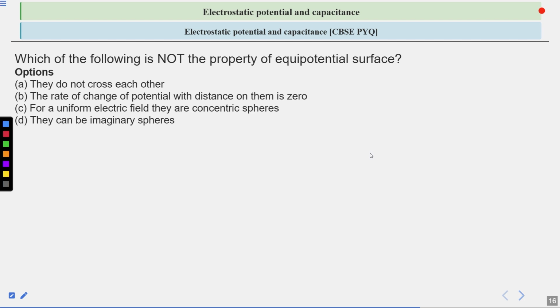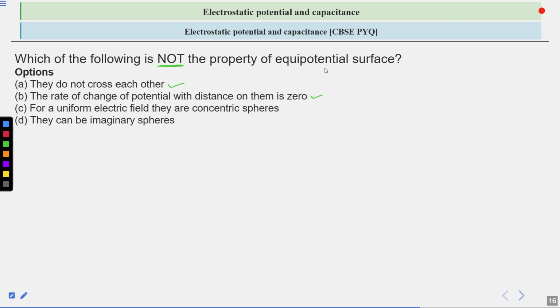So next question, which of the following is not the property of the equipotential surface? So first one is they do not cross each other. Is this a property of the equipotential surface or not? Second option is the rate of change of potential with distance on them is 0. Minus dV by dr is equal to 0 on the equipotential surface. So rate of change of potential with distance means dV by dr, which is equal to electric field.